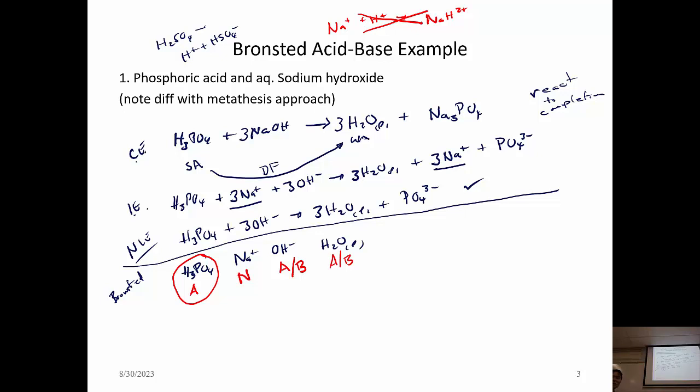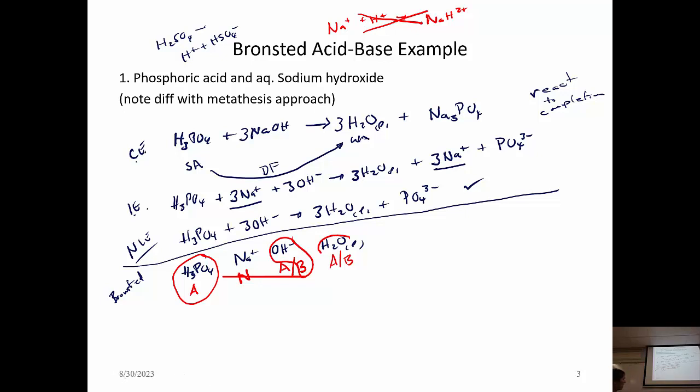Now we have two bases. Which base do you think is stronger, hydroxide or water? Do we even need the chart for this? Which one's more reactive, hydroxide or water? In other words, what would you rather have a glass of, water or a glass of sodium hydroxide solution? Water. Hydroxide is a strong base. You don't want to be drinking strong base. So we'll do hydroxide. All right, these two are the species that are most likely to react.